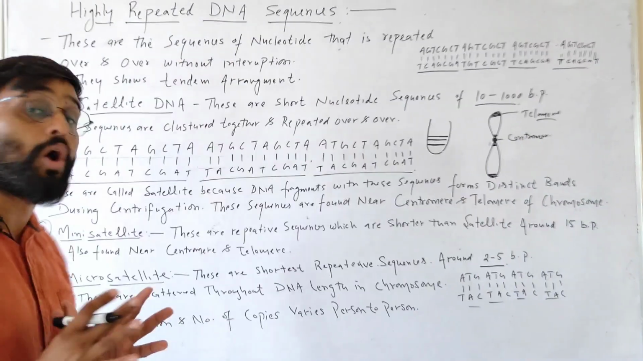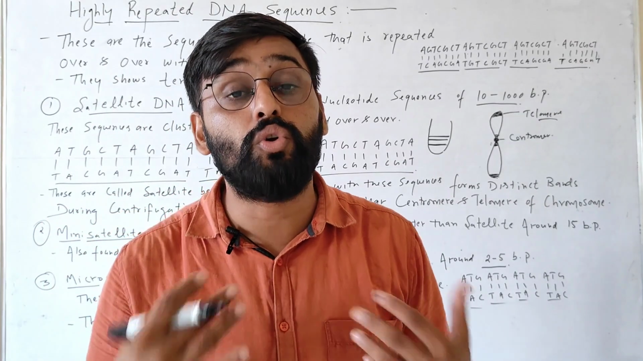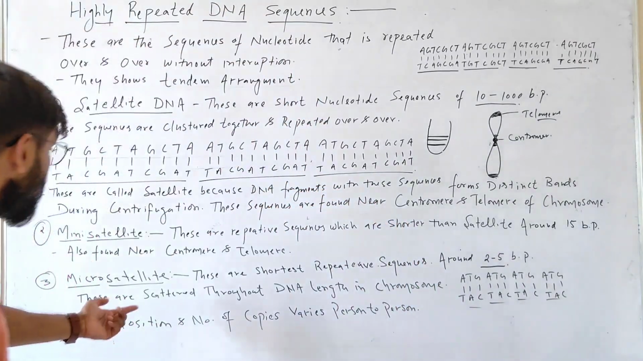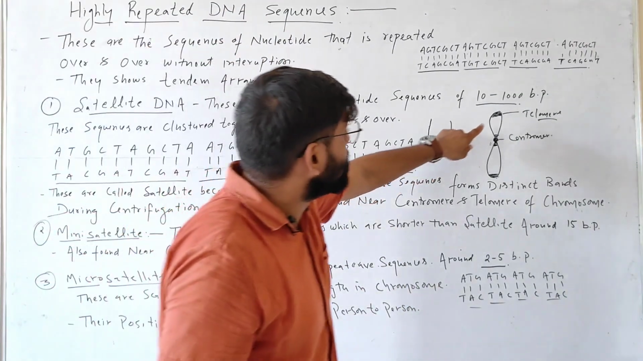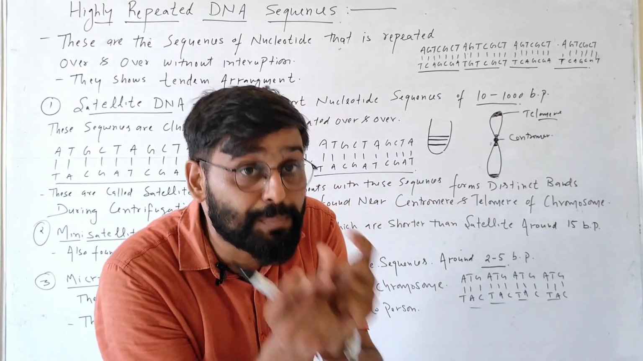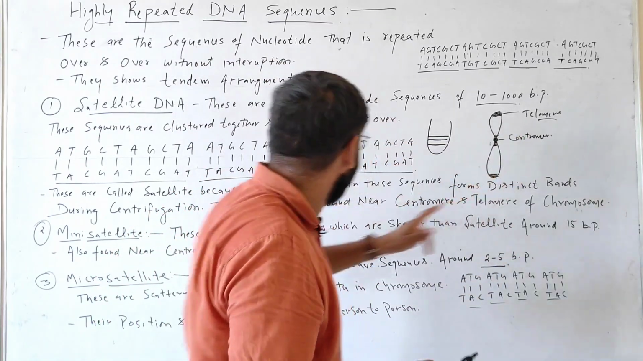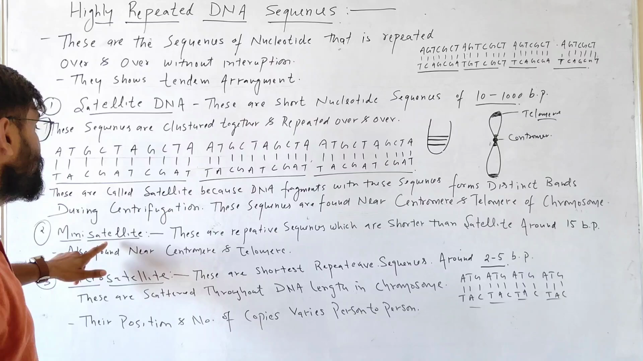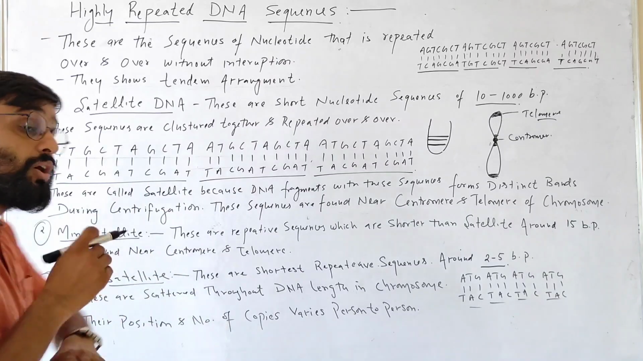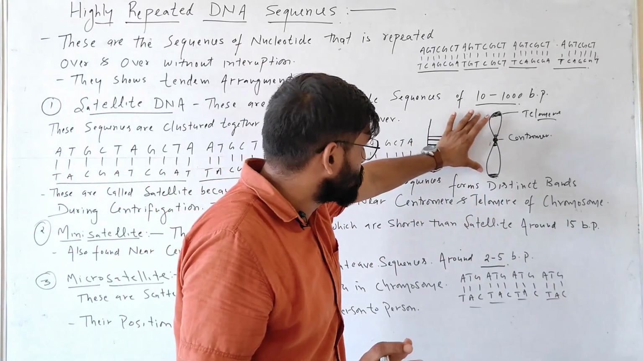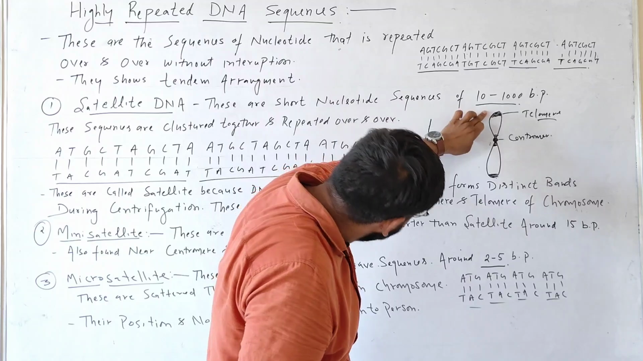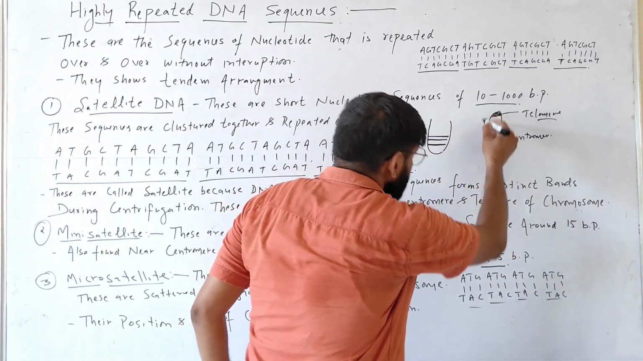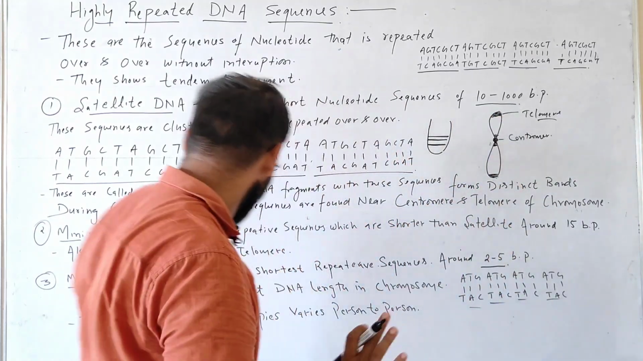These are scattered throughout the DNA length in the chromosome. They are not present at specific places like the centromere or telomere, as in the case of satellite DNA or minisatellite. These are scattered throughout the chromosome. If it is a chromosome, it has DNA. So these sequences are scattered throughout the portion of the chromosome.